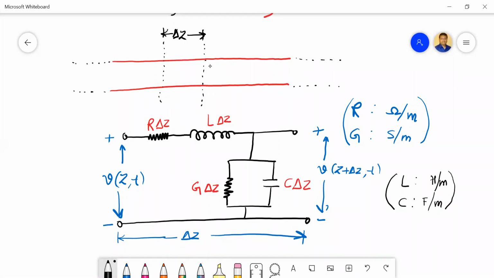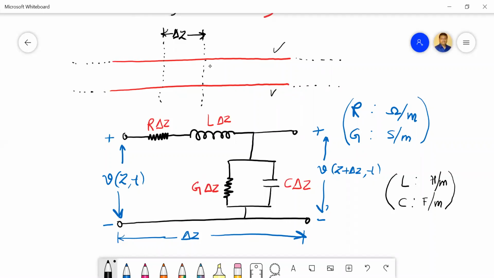Fine. Now if you talk about the losses, so the ohmic losses we kept in series, whereas the dielectric losses in shunt. It is quite clear that, let's say, if you have the two-wire system, so in between there must be dielectric or maybe the air. Fine. So there must be some capacitance between these two wires or plates. So it should be in shunt.